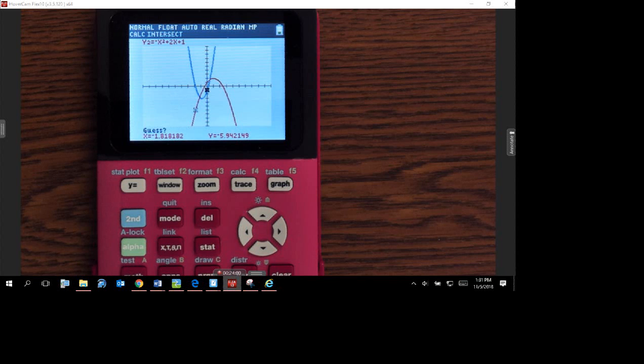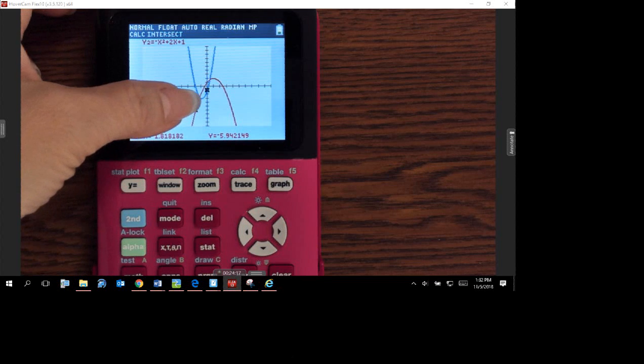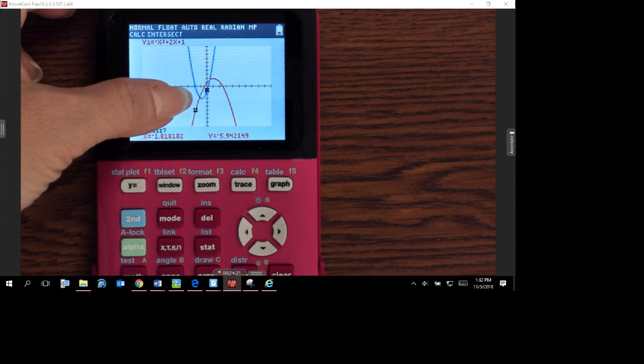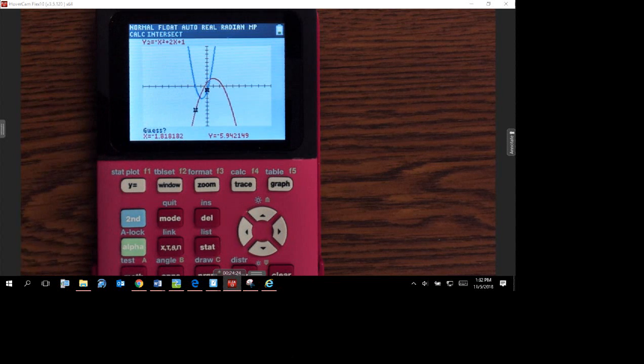Then it says guess. Now there are 2 intersections, and it's only going to tell me one of them at a time. So I'm always going to go with the leftmost intersection. Approximately what x value do you think this one is over here? Negative 1? You don't have to think that long into it, it's close to negative 1. Enter. Then it tells you it's actually negative 1.18, and it gives us a y value as well.